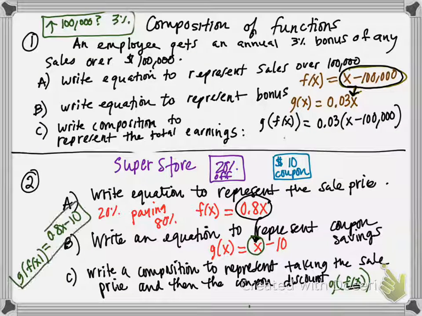So this would give you the price of the item after you take off the 20%. So you're paying 80% of that, and then you're also subtracting the $10 coupon.